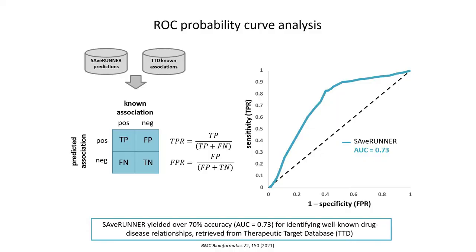We also, of course, tested SafeRunner for accuracy by using a ROC standard curve analysis, using the known drug-disease associations coming from the Therapeutic Target Database, and you can see that the algorithm achieved over 70% accuracy in recovering some already known associations.